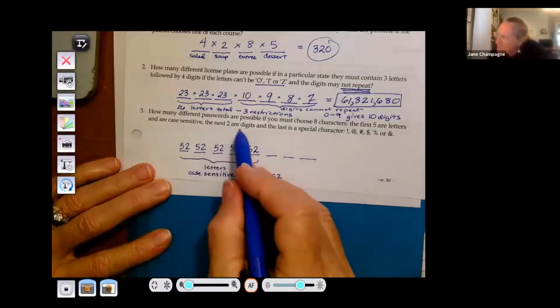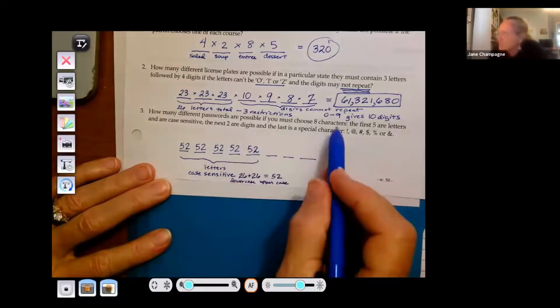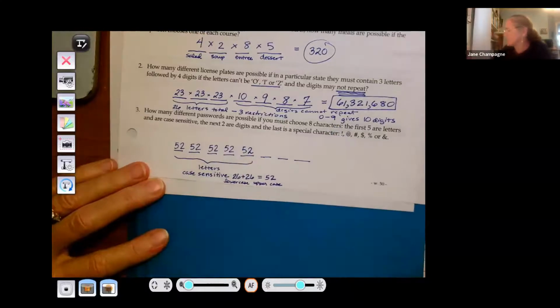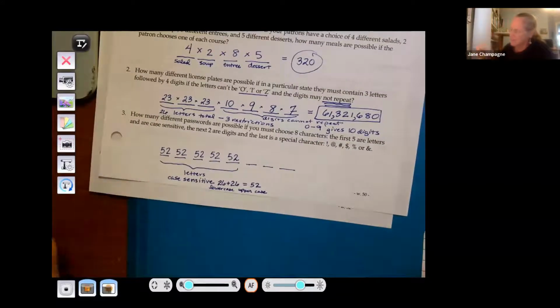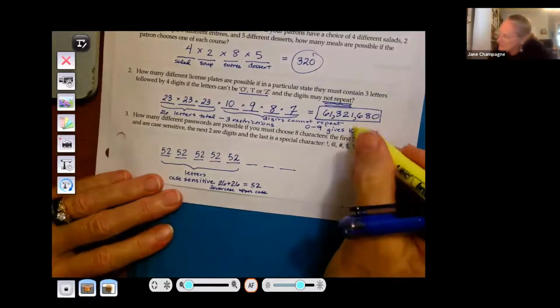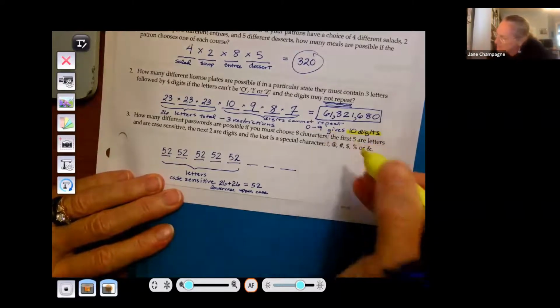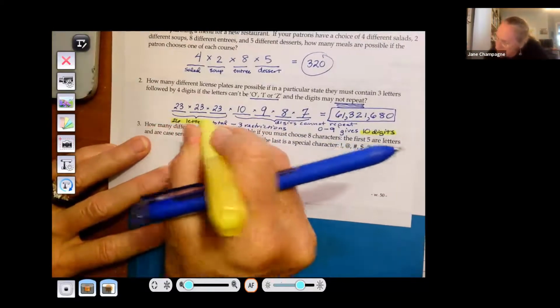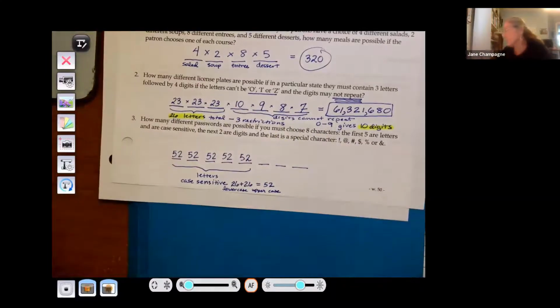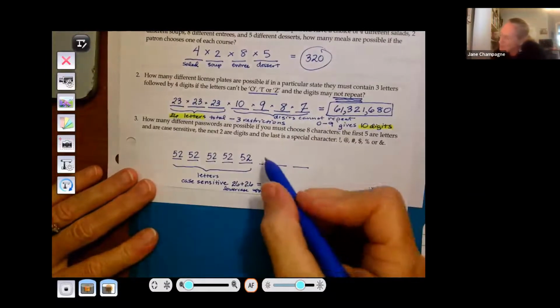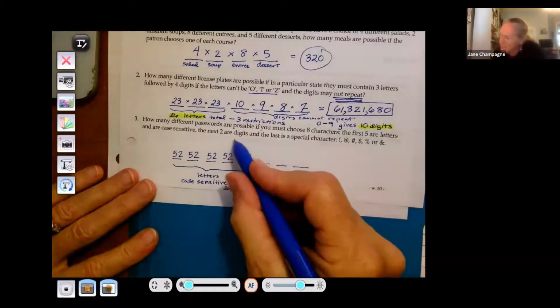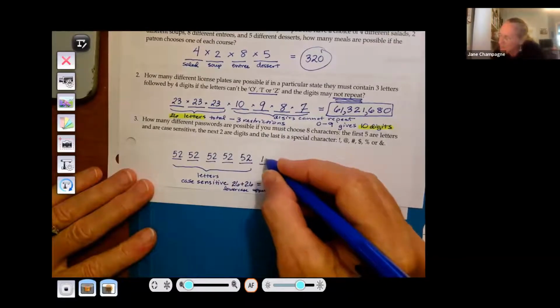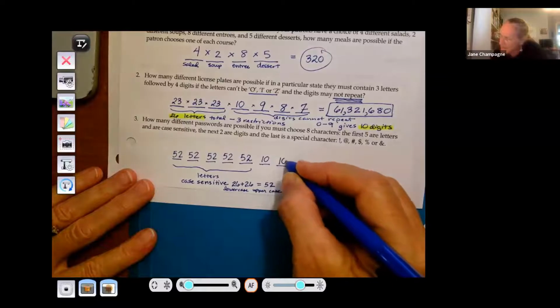All right, the next 2 are digits. So remember, we've got 10 digits. That's going to be something that you want to remember, that there are 10 digits to choose from, 0 through 9, and that there are 26 letters in the alphabet. Okay, 52 if it's case sensitive. So again, it doesn't say that we can't repeat the digits. So this time we've got all 10 to choose from.